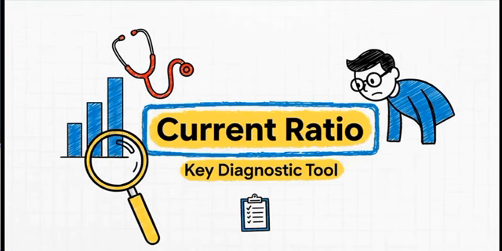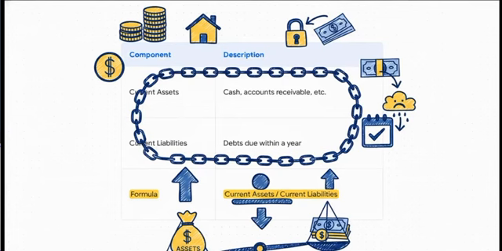So how do we actually measure this? Well, the main vital sign analysts look at is a simple but really powerful number called the current ratio. This is our first and honestly one of our most important diagnostic tools. And the formula itself, it's surprisingly straightforward. You just take all the company's current assets, that's stuff like cash in the bank, and you divide that number by its current liabilities, which are all the debts it has to pay within a year. And that's it. Simple as that.